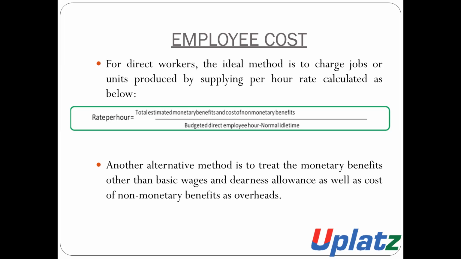Another alternative method is to treat the monetary benefits other than wages or DA allowance, as well as the cost of non-monetary benefits, as overhead. According to this method, monetary benefits other than basic wages and DA, or other monetary benefits, are to be considered as overhead.